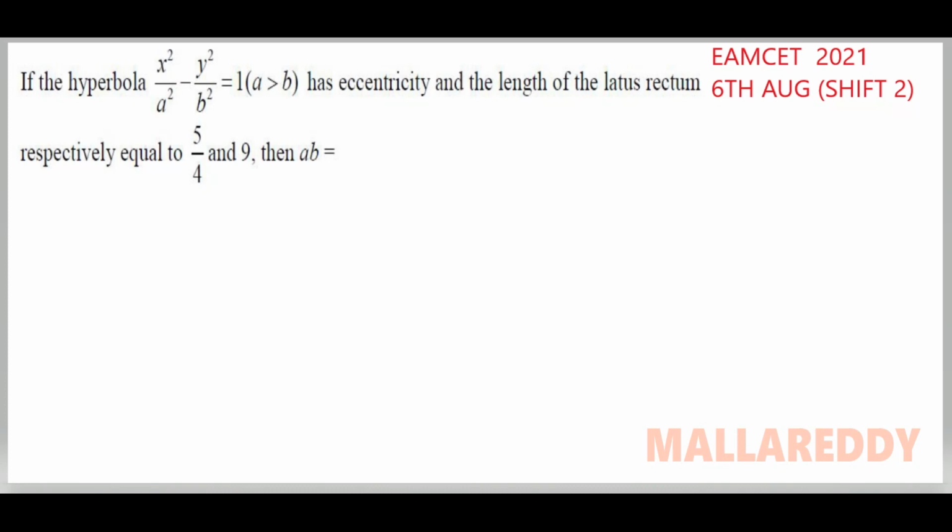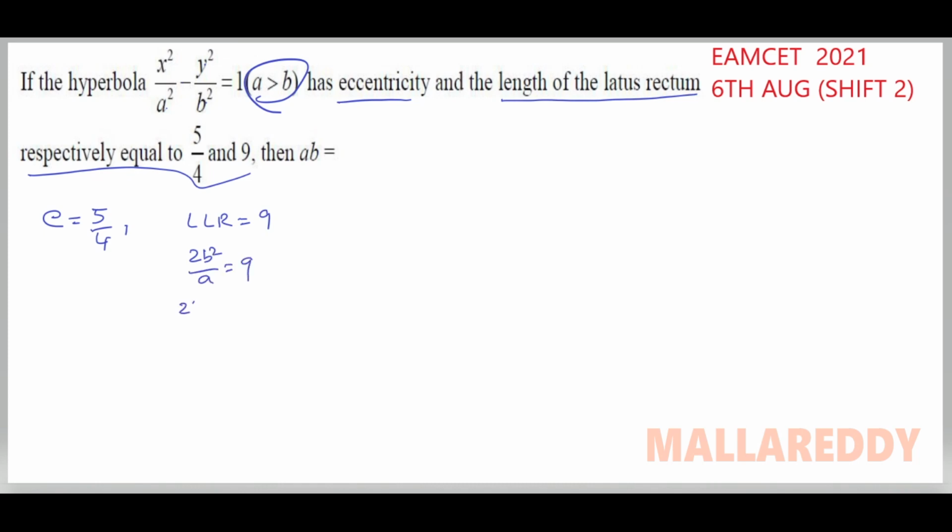If the hyperbola x²/a² - y²/b² = 1, here a greater than b is given, has eccentricity and the length of the latus rectum respectively 5/4 and 9, then ab is equal to. Here eccentricity is given, this is 5/4, and the length of the latus rectum LLR is equal to 9. This LLR is 2b²/a = 9. This is 2b² = 9a.